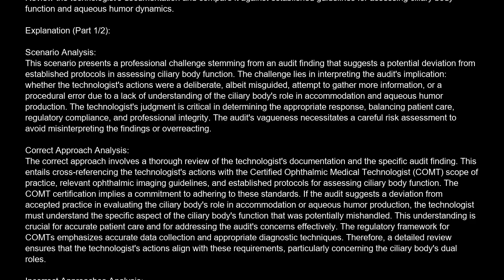If the audit suggests a deviation from accepted practice in evaluating the ciliary body's role in accommodation or aqueous humor production, the technologist must understand the specific aspect of the ciliary body's function that was potentially mishandled. This understanding is crucial for accurate patient care and for addressing the audit's concerns effectively. The regulatory framework for COMT emphasizes accurate data collection and appropriate diagnostic techniques. Therefore, a detailed review ensures that the technologist's actions align with these requirements, particularly concerning the ciliary body's dual roles.